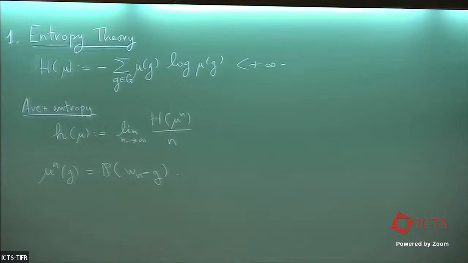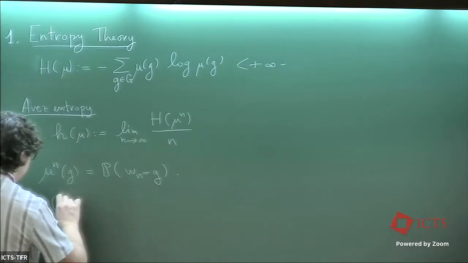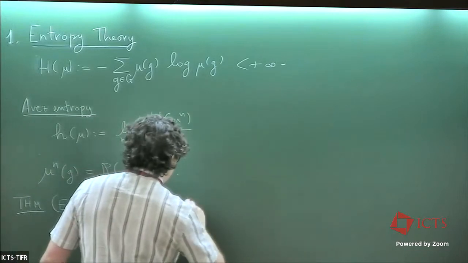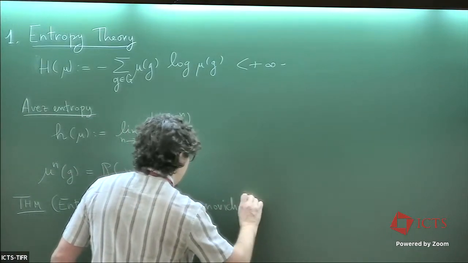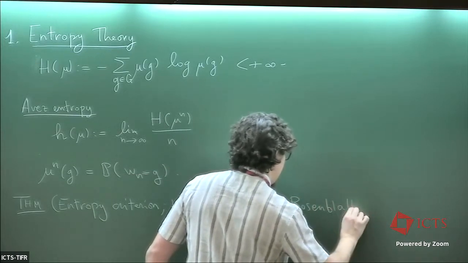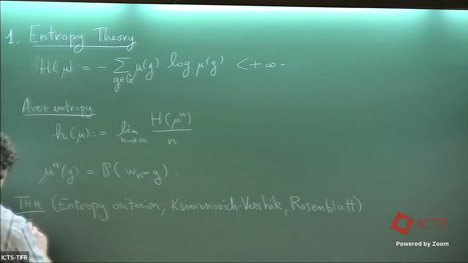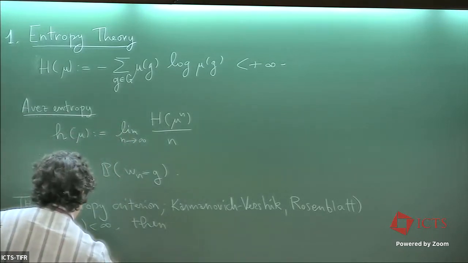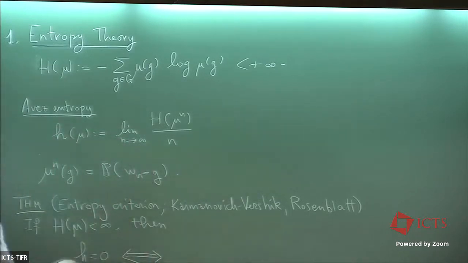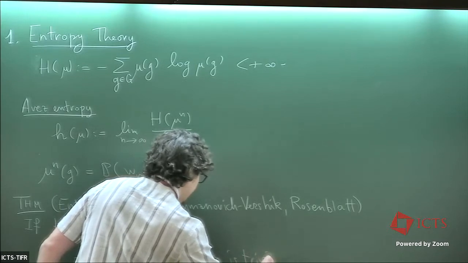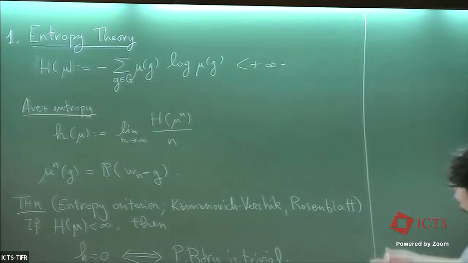So this is already a very interesting invariant of a random walk. And in fact, the most important theorem maybe in this theory is the entropy criterion. This is due independently to Kaimanovich and Vershik in the 80s, and also, even slightly less known, but at the same time, Rosenblatt, which simply says the following. If the entropy of the whole walk is finite, then the asymptotic entropy is zero if and only if the Poisson boundary is trivial. So this is a very clear identification problem.